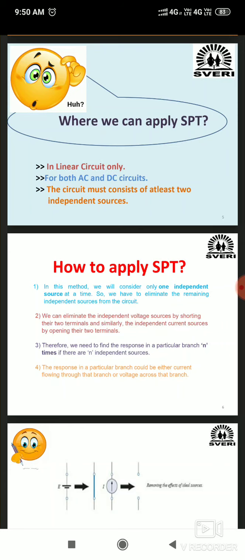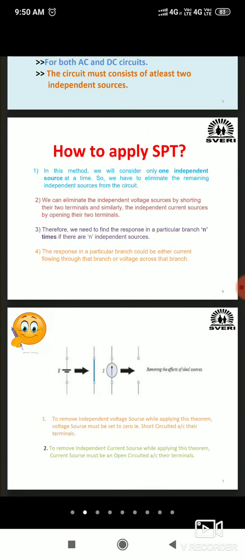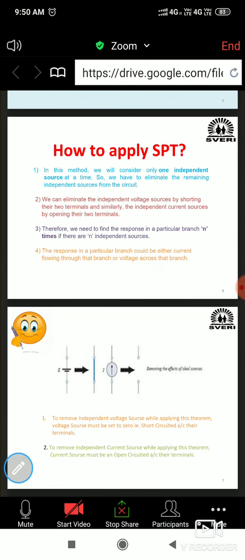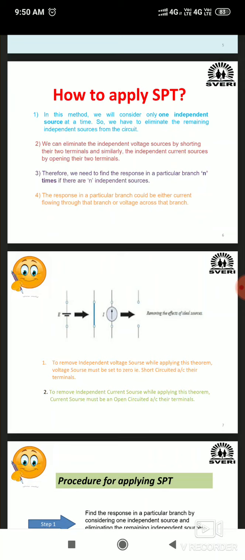Now next, third point, how to apply the superposition theorem. So how to apply means what we are doing when we are applying the superposition theorem. How to apply and procedure. It will be looking like same. Means third point and fourth point, it is somewhat same one. Okay, don't confuse.